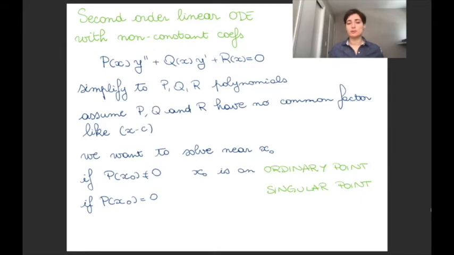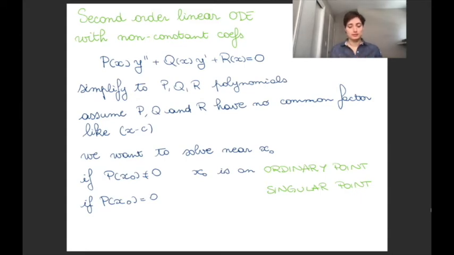If they are polynomials, the first thing we want to do is try to reduce the difficulty of the equations we're looking at. So we're assuming they have no common factor, x minus c, because if they had it, we could just simplify it away. The idea in this context is that we have a specific value of x that we denote x0, and we want to know the solution of the ODE in the neighborhood of x0.